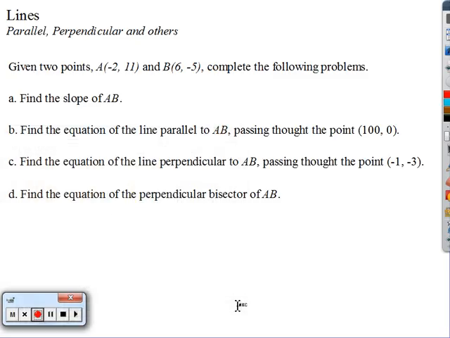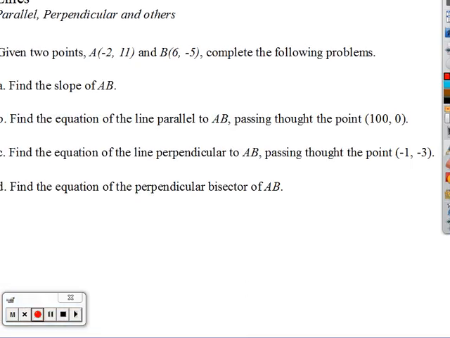Let's talk about linear equations, and along with that we'll be discussing the ideas of parallel and perpendicular lines and a few other topics here. So first things first, let's talk a little bit about what it means for two lines to be parallel. If two lines are parallel, they're never going to intersect, which means that their slopes are equal.